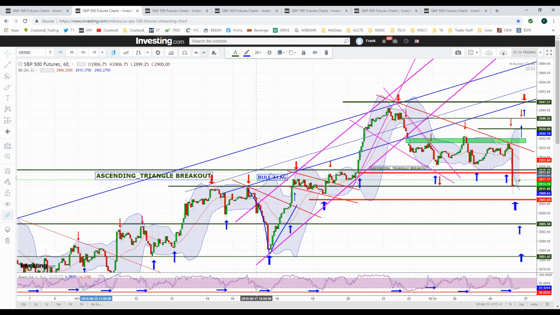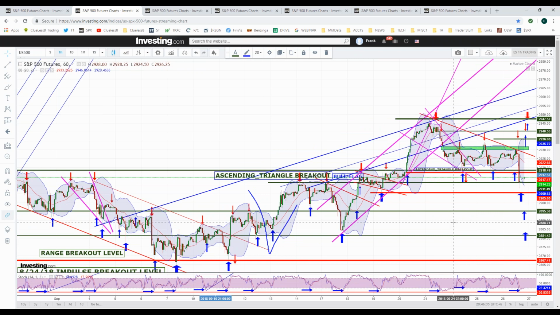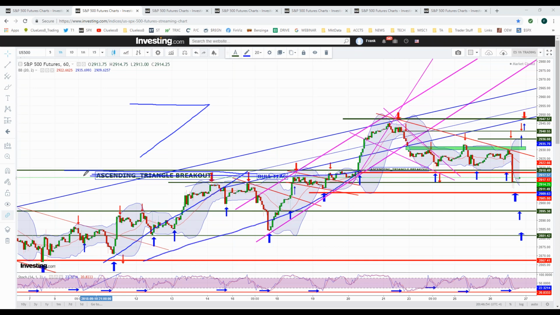Because if you go back all the way here, there was your ascending triangle, okay? Yep. That's what an ascending triangle looks like. So it did that, and the ascending triangle breakout, basically this was the triangle, to be honest with you. And that broke out on that wild impulse move on the 20th.